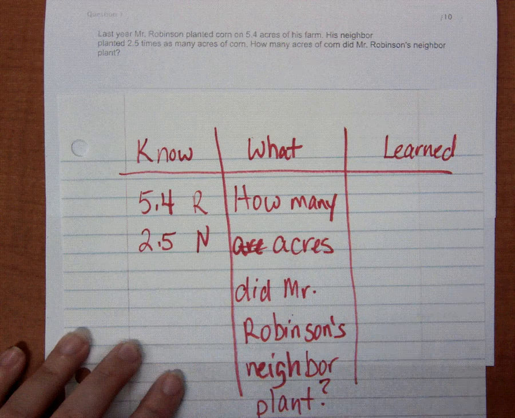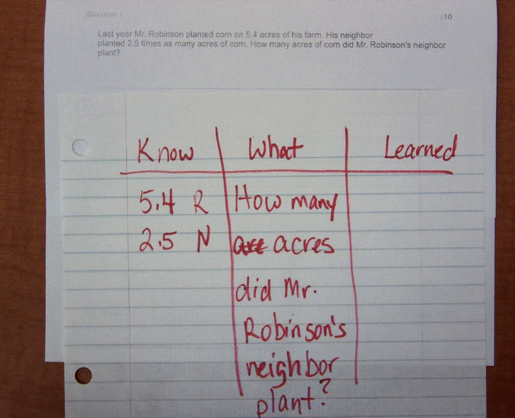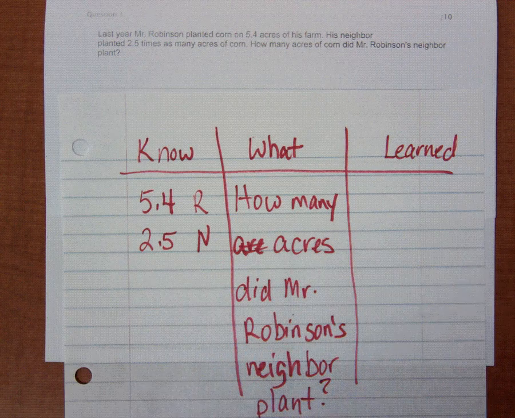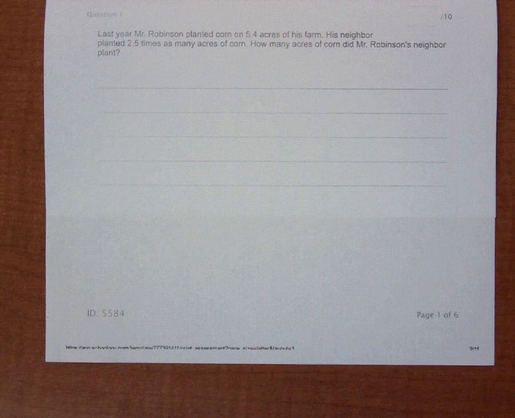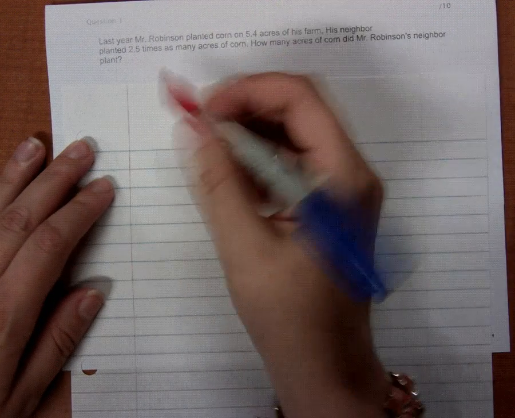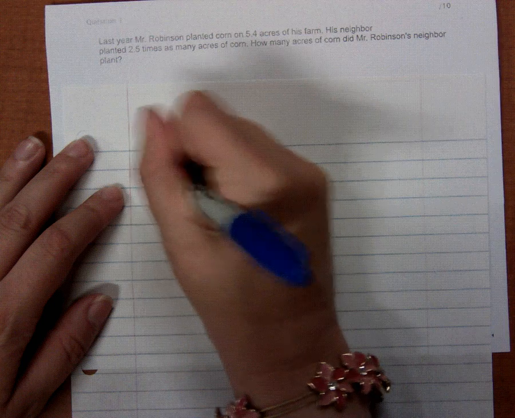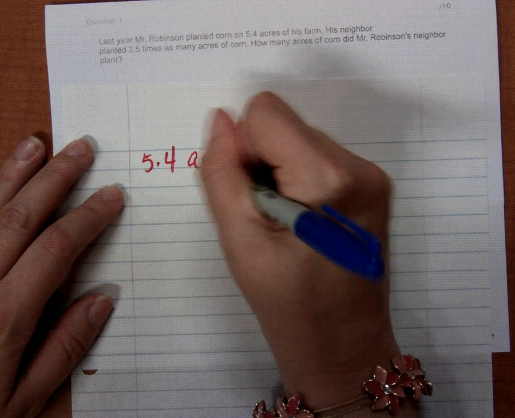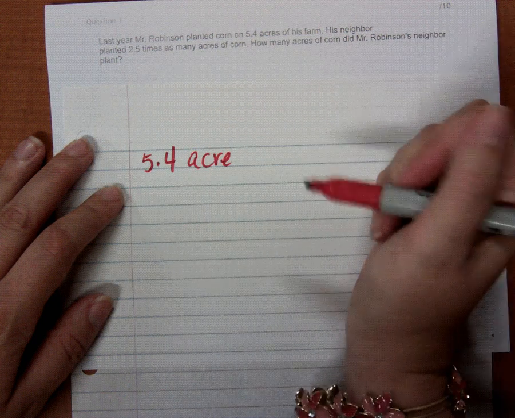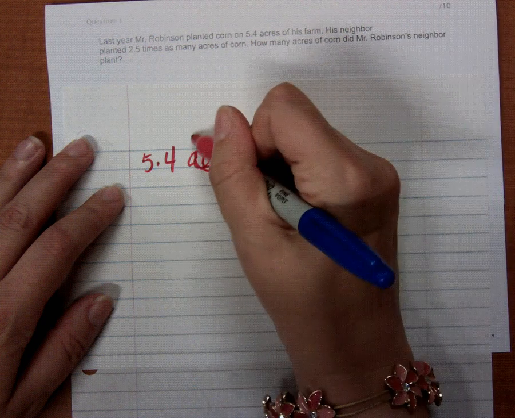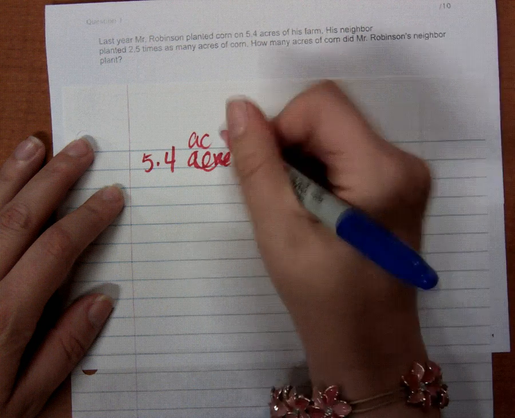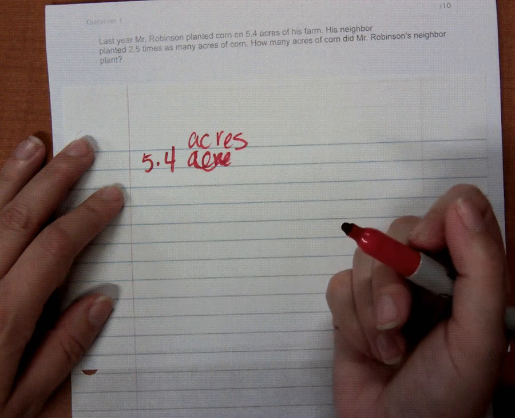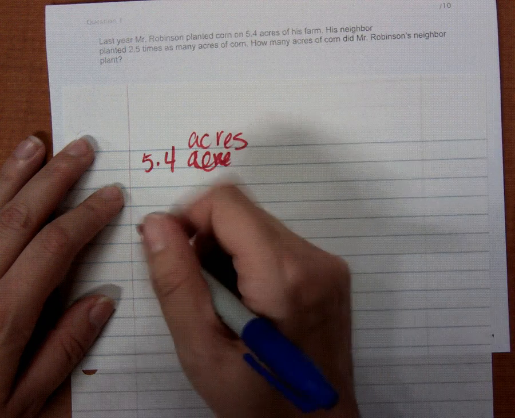Okay. All right, I'm actually going to show you two different ways we can solve the same problem. So I'm going to get another piece of notebook paper. We know that we have 5.4 acres, right? And our neighbor has 2.5.